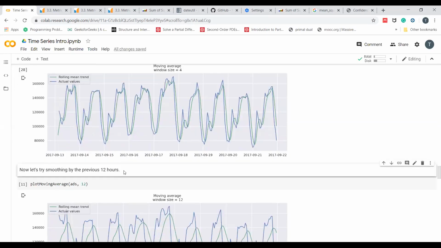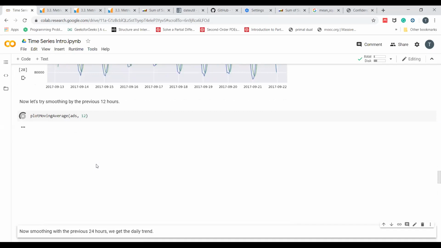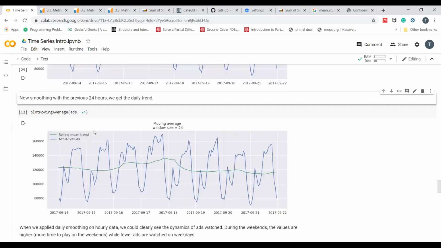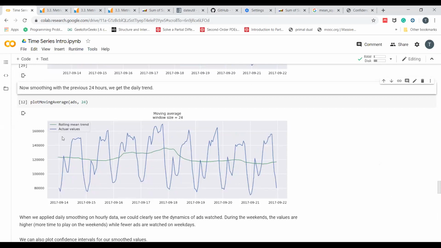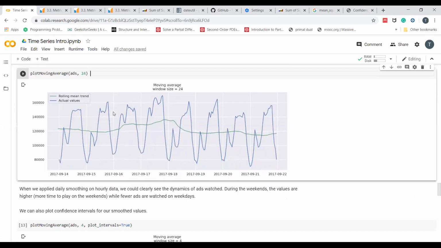If we increase the rolling window to 12 hours, we will see that the rolling mean is kind of flattened by the increased window. And then we increase the window further to 24 hours. We see that the rolling mean is kind of in the form of a straight line. But still, with the rolling moving average, we can see how the dynamics of the data changed.